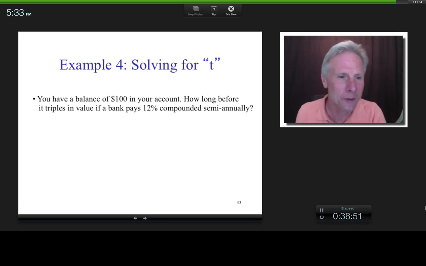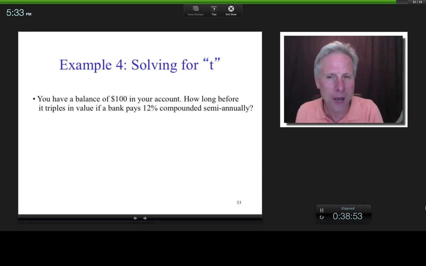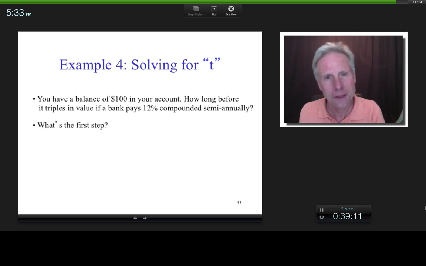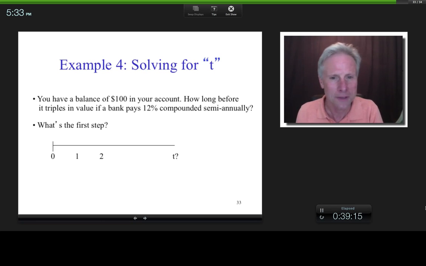So let's go ahead and do it. Let's say you have a balance of $100 in your account, and the question is, how long before it triples in value if a bank pays 12% compounded semi-annually? Before I do any finance whatsoever, what am I going to do first? I want to picture what's going on. I'm going to draw a cash flow timeline diagram. So basically I have $100 at time 0.